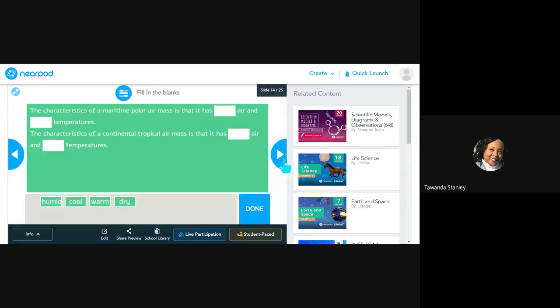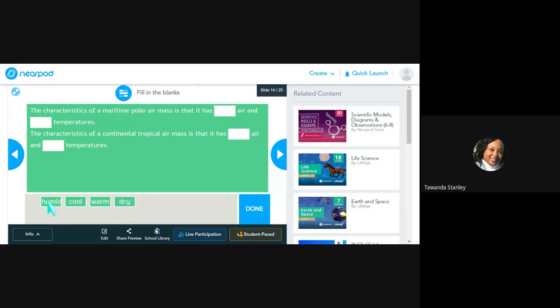This right here is the fill in the blank. So when we're doing this fill in the blanks, it says the characteristics of a maritime polar air mass is that it has blank air and blank temperatures. As it talks about its air, we're going to look at the first word, which is maritime. Maritime deals with the humidity. Okay. And because it deals with the humidity, I know on the past slides I said moisture or wet, but that's not one of our choices.